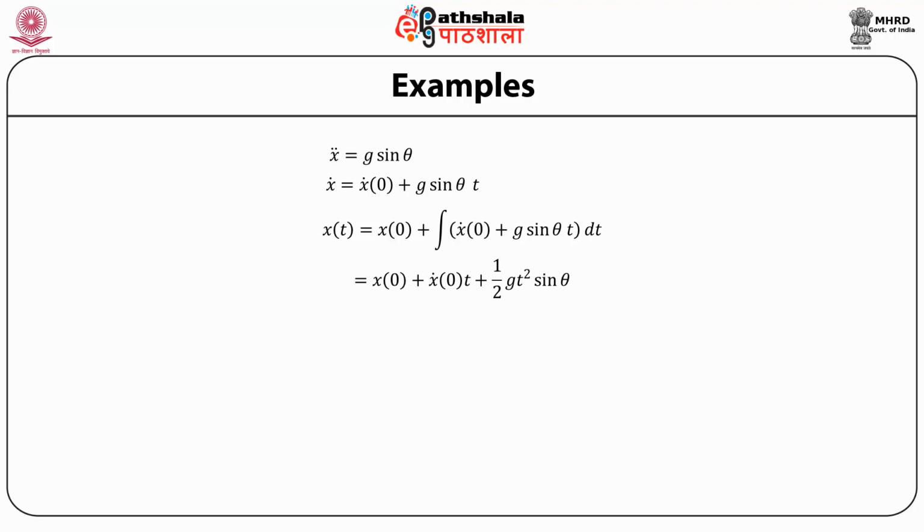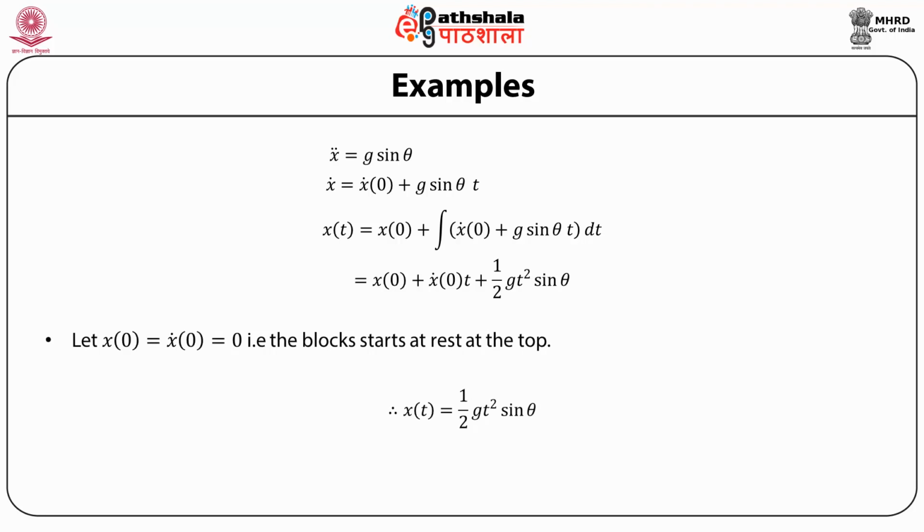sine theta. If the particle, or the block, starts from rest, we have the initial position and initial velocity equal to 0, and in that case the position at any time t of the block is given by x(t) is equal to half g t square sine theta.